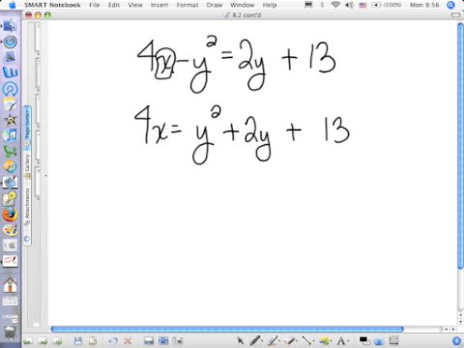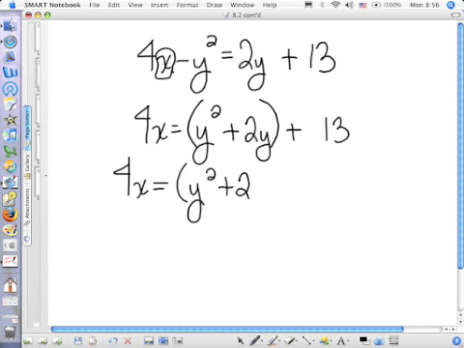It doesn't matter which order I do it in, just as long as when I do divide by 4, I divide every term. Because it's a lot easier at this point to complete the square for y squared plus 2y, I'm going to do it now. So I'm going to set this up to complete the square, remembering that we're going to add something to finish off the trinomial.